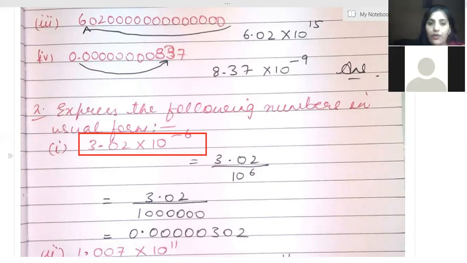Yes, beta. Now in this, what will be happening is that we will convert this negative power into positive. So that means it will go down the denominator. Along with this 6 zeros, you will get an add-on 2 zeros more because there is decimal. Okay. So the number will become 0.00000302. Yes, Rashi, is it clear, beta? Yes, ma'am. Okay. Now, beta.